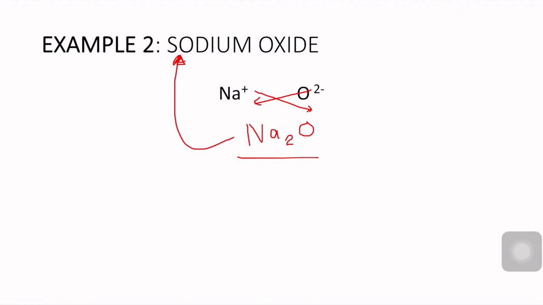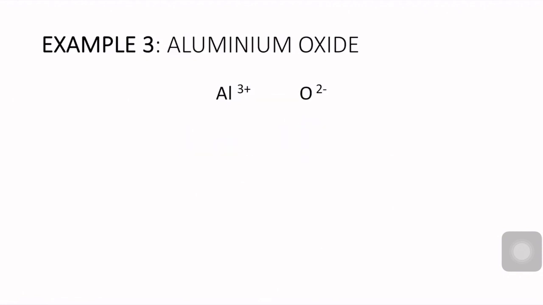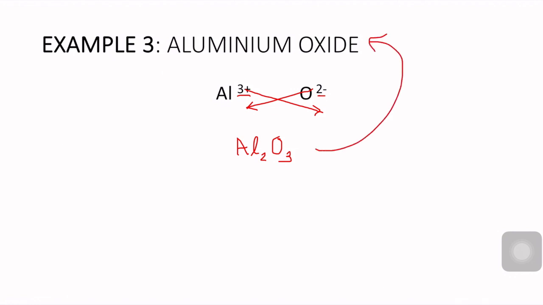Next, aluminium oxide. So this time, you have a 3+ charge on your cation and a 2- charge on your anion. Again, the charges will cancel out. Just bring down the numbers. Bring down the 3, bring down the 2. This will become Al2O3. So this one is the formula of your aluminium oxide.